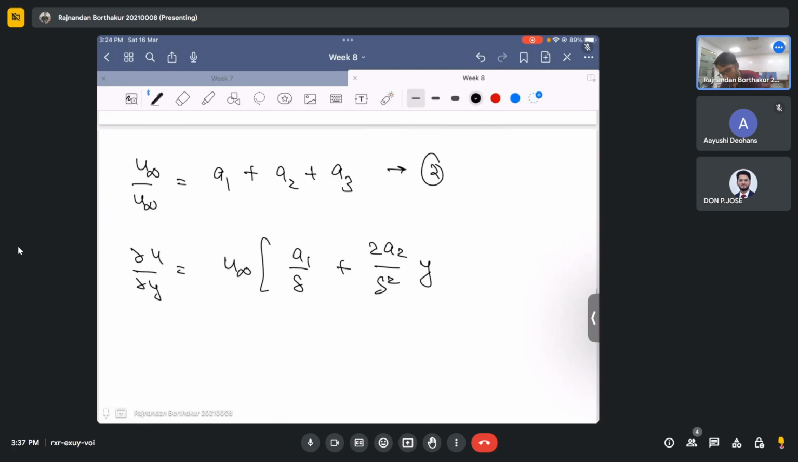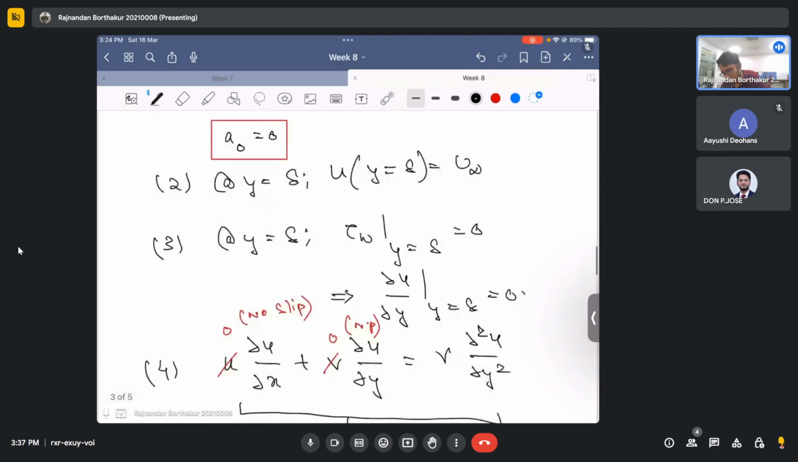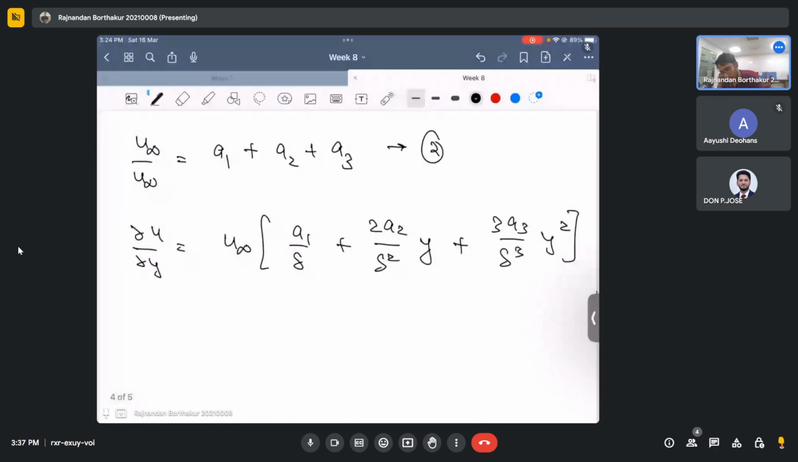Okay, it should be plus 3a3 by delta cube into y squared, and we are evaluating this at where? We are evaluating this at y equal to delta. So if I put y equal to delta here, what will we get?